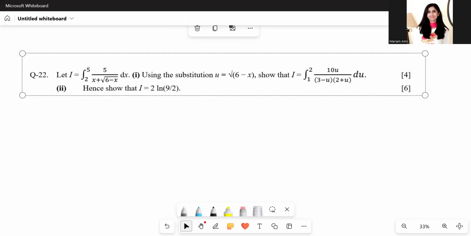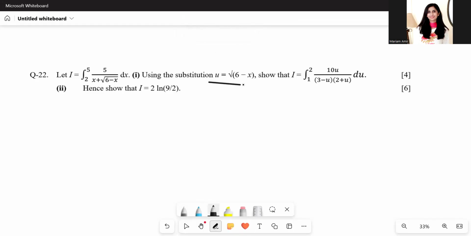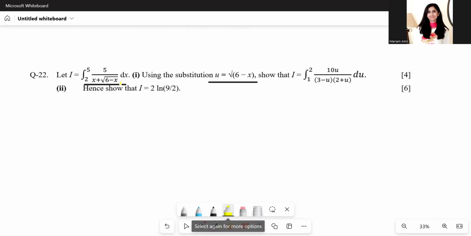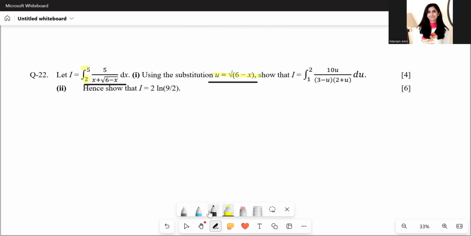Okay, this question says that let I equal the integral of 5 upon x plus the square root of 6 minus x. Using the substitution u equals the square root of 6 minus x, show that I becomes equal to this. Hence, show that I is equal to 2 ln 9 upon 2. All right, so we need to use this substitution in this integral. First thing we do is change these values of x into u values using this substitution.